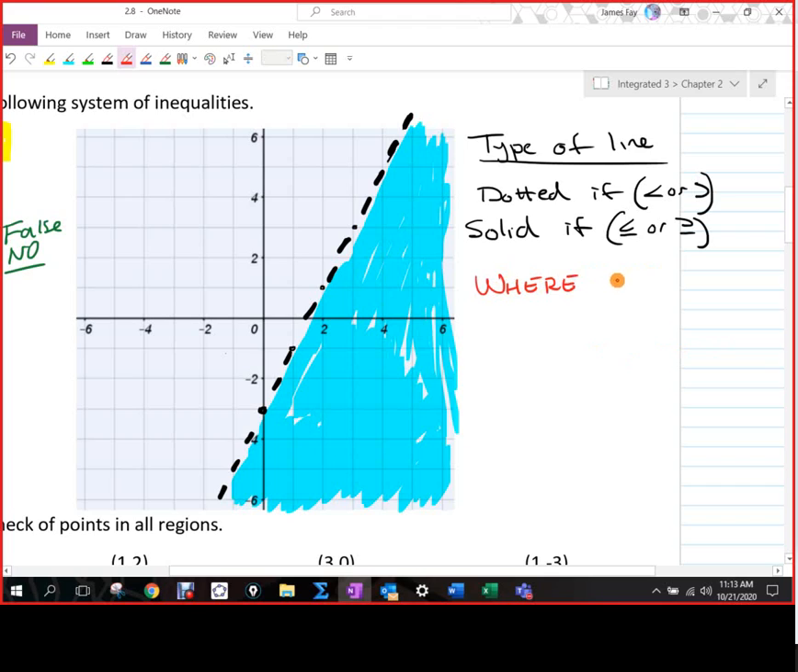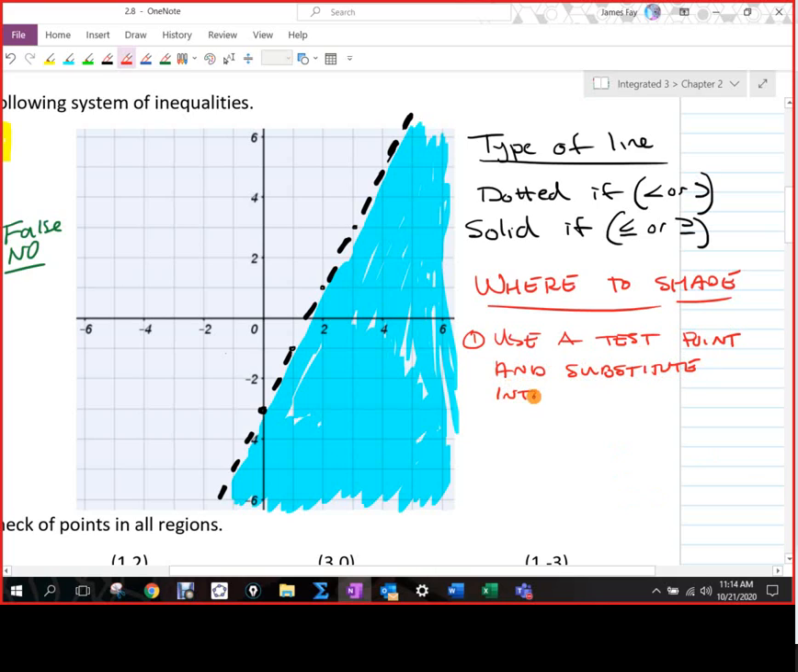I'll write down here where to shade or color. There's several techniques. The first technique: use a test point and substitute into the inequality.